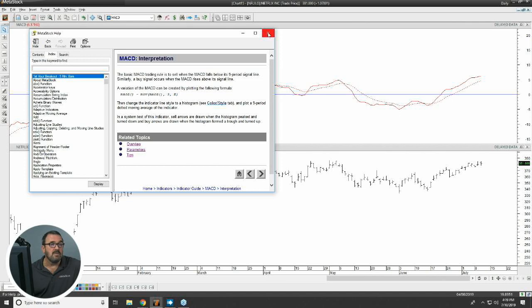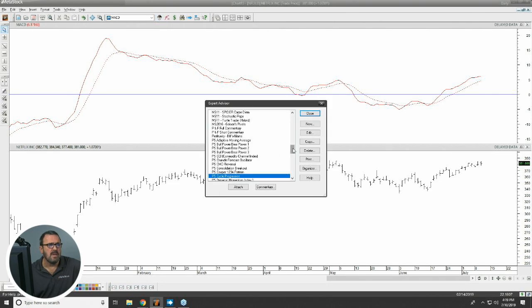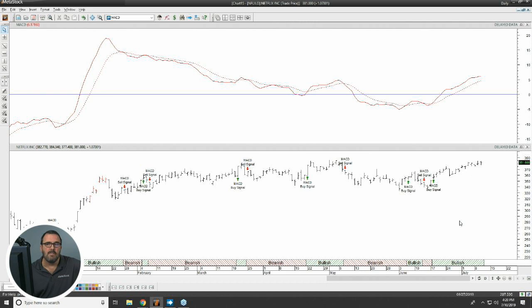Now, any of you that use MetaStock know there's a little easier way to do all this. You can go ahead and use the Expert Advisor. The Expert Advisor is this little dude in a derby hat, which means he's really smart. And if you want to put the MACD on here, you just select it and you say attach. And now magically, you have a lot more information.